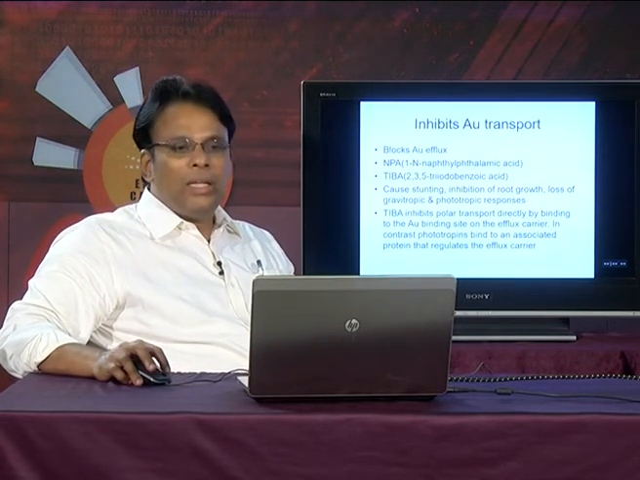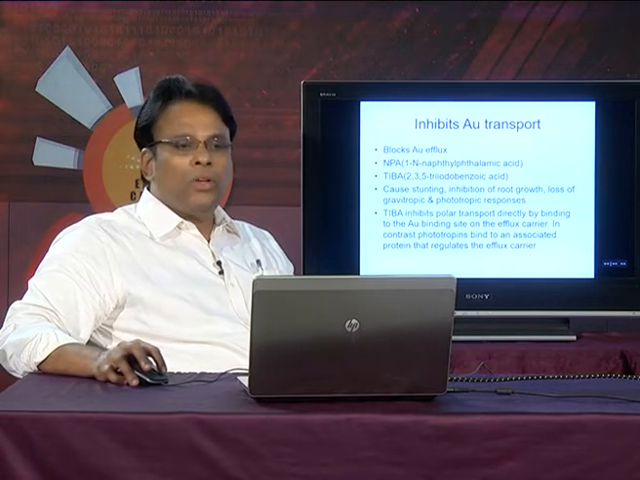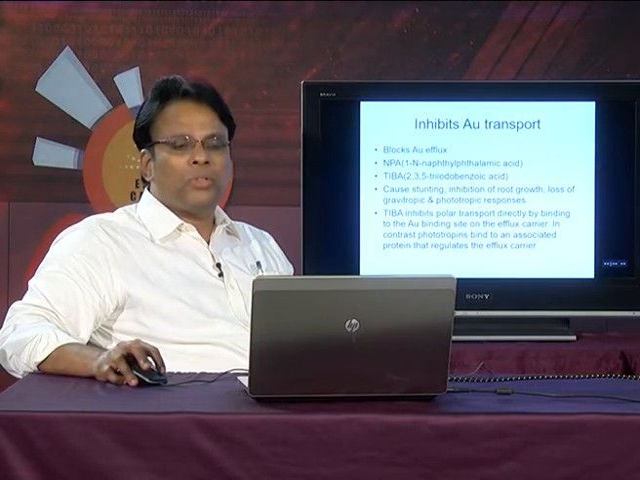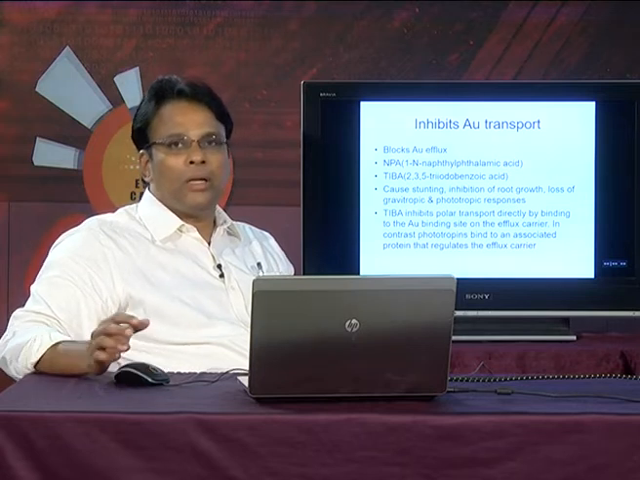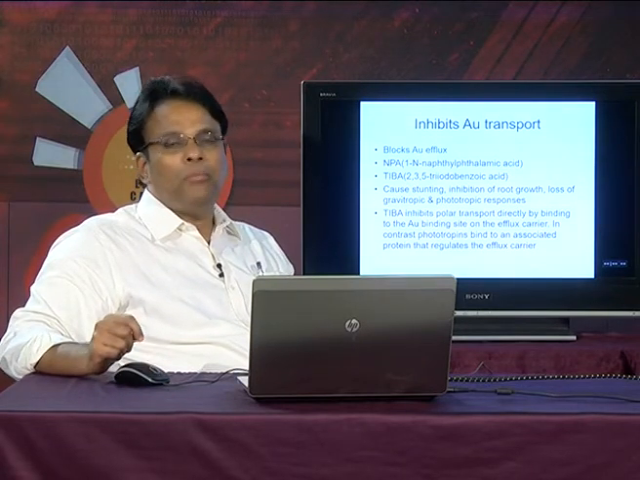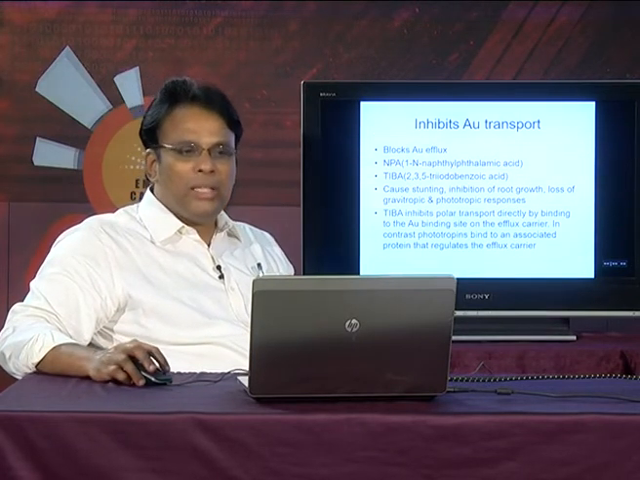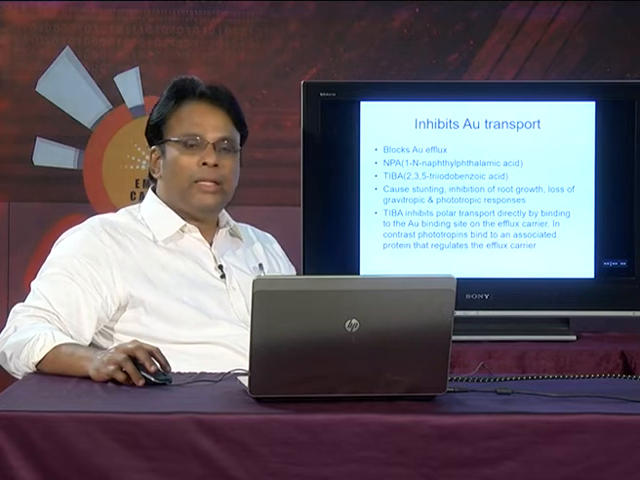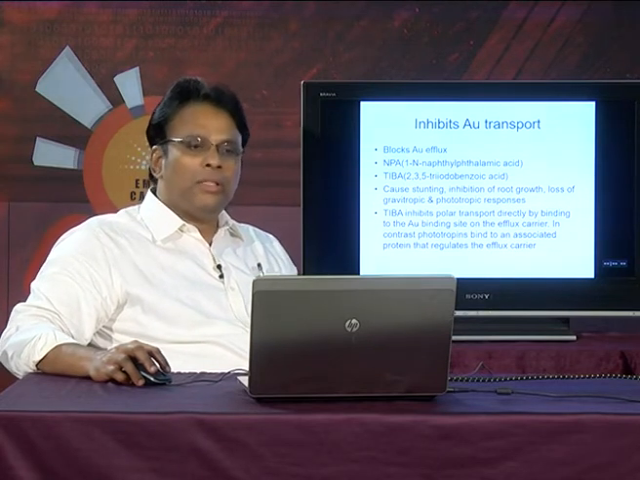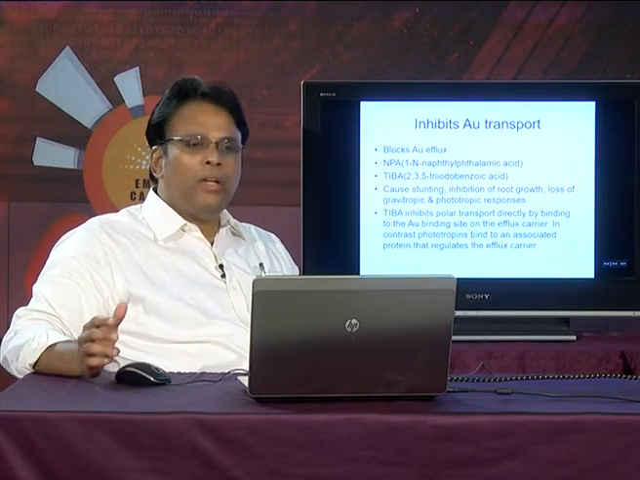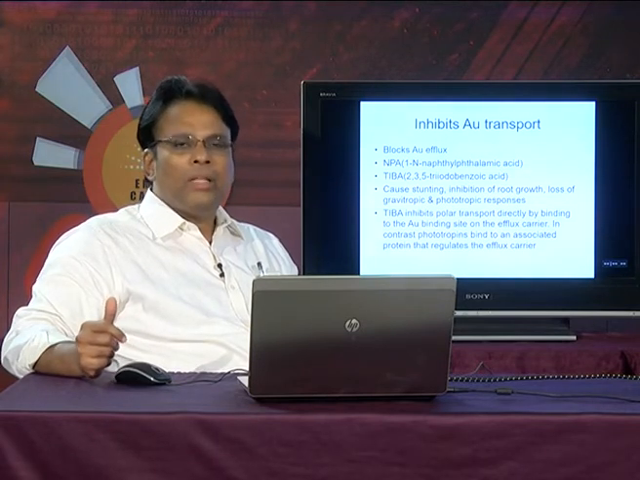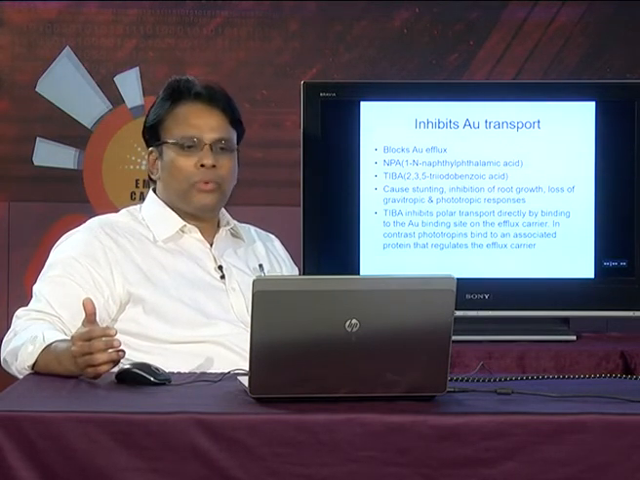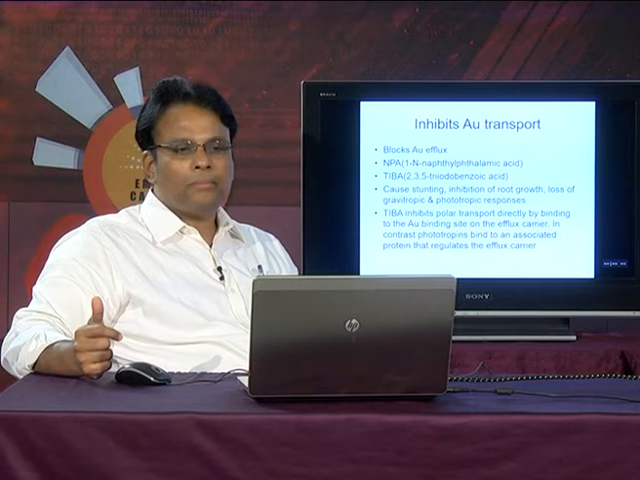It causes stunting, inhibition of root growth, loss of gravitropic and phototropic responses. So, these are the basic physiological functions which are fulfilled with the help of auxins. And once these inhibitors NPA and TIBA bind to that, you can see the stunting of the plant take place. Root growth is inhibited, and gravitropic and phototropic responses also will not take place.